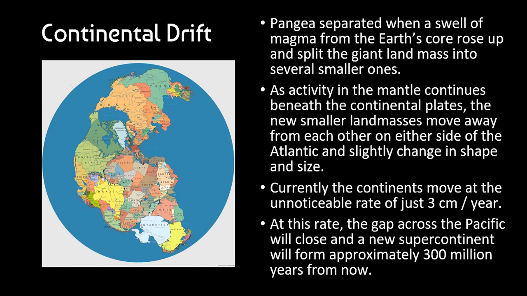It separated when a swell of magma from the Earth's core rose up and split this larger landmass into several smaller ones. And as activity in the mantle continues beneath the continental plates, the new land masses move away from each other on either side of the Atlantic and change slightly in shape and size as they move. Currently, the continents move at an unnoticeable rate of just 3 centimeters per year.